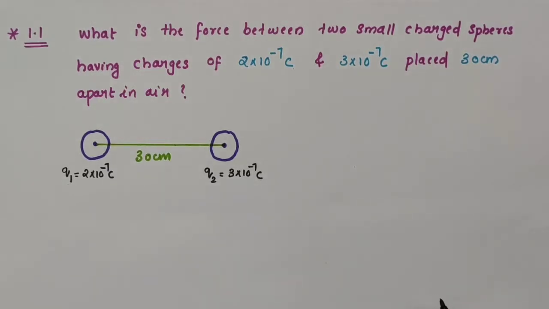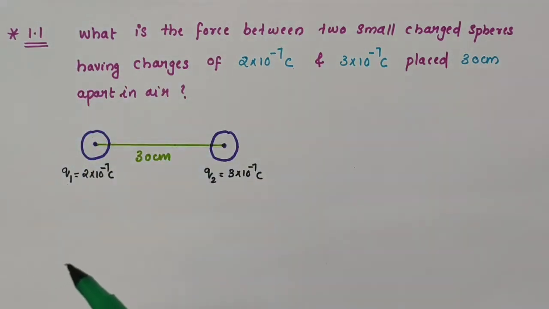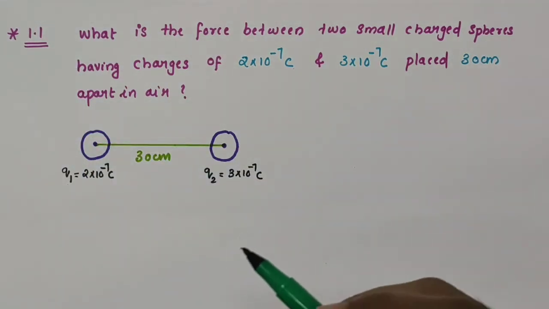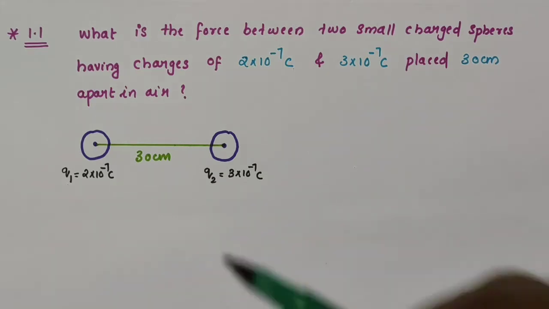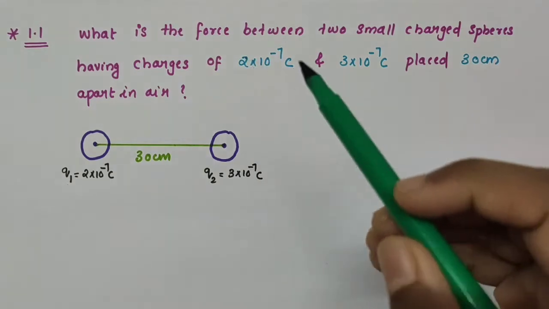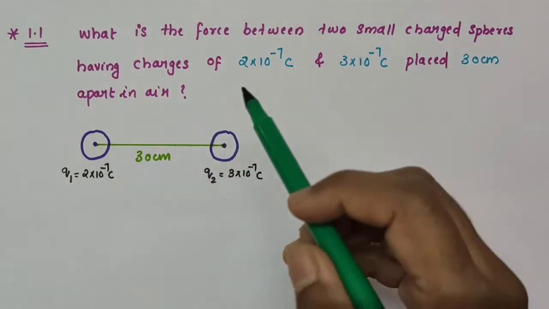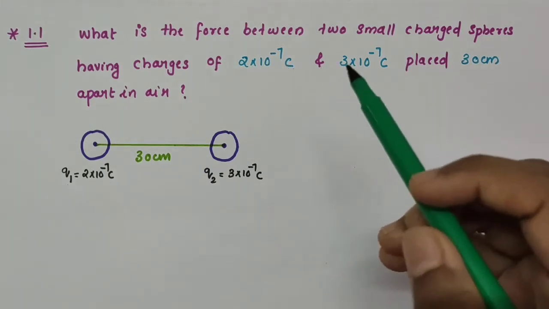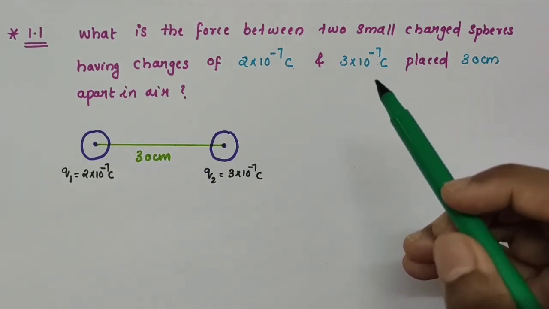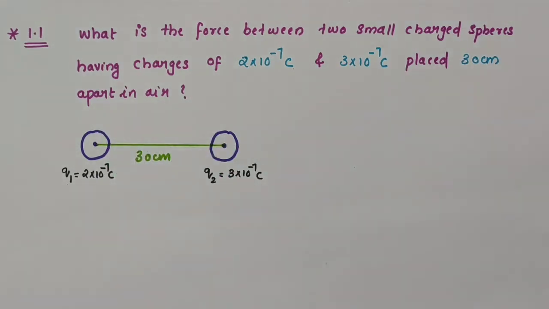Hello everyone. In this video, we will be discussing exercise question 1.1 from the chapter Electric Charges and Fields of class 12 physics. The question is, what is the force between two small charged spheres having charges of 2 into 10 raised to minus 7 coulomb and 3 into 10 raised to minus 7 coulomb placed 30 centimeter apart in air?